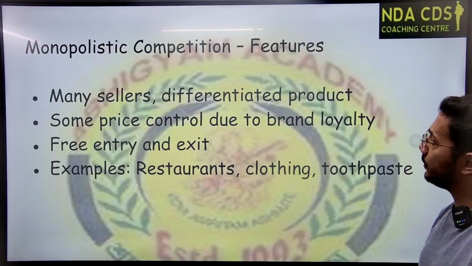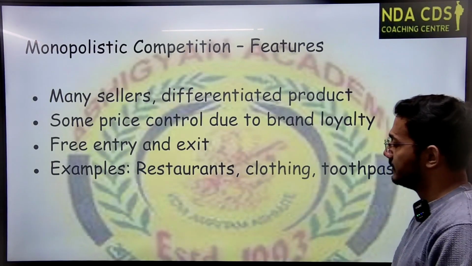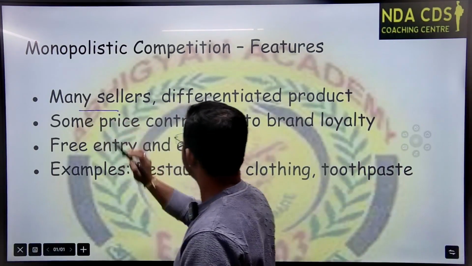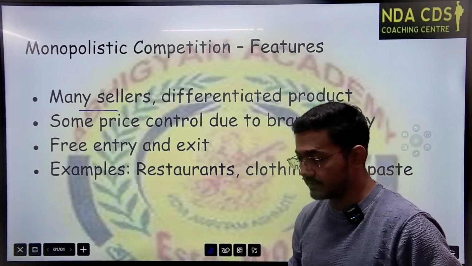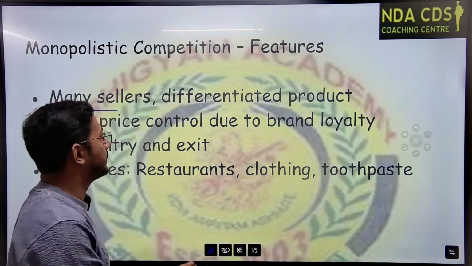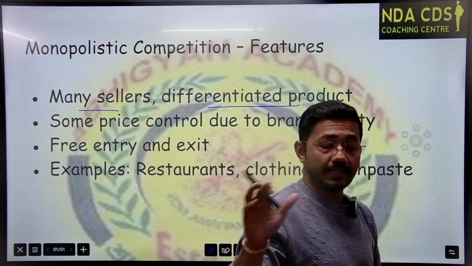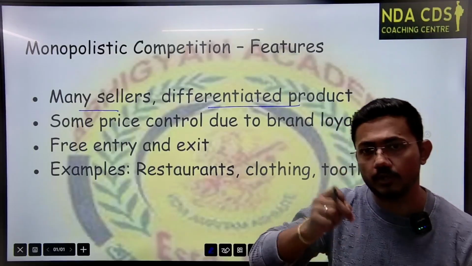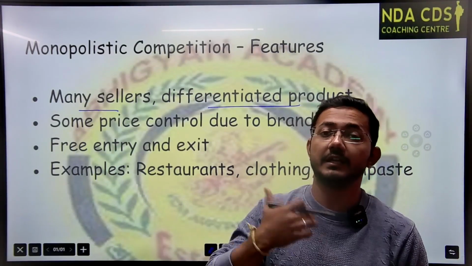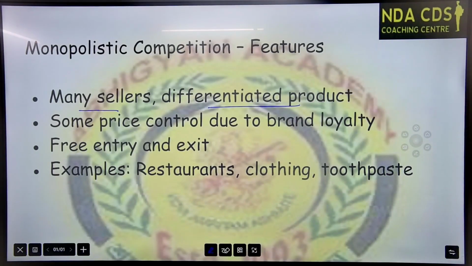Next, what is monopolistic competition? Here there are many sellers, and they sell the same product, but the products are slightly differentiated. The category of product is the same, but the actual product may be different in color, different in design, different in taste. That type of competition is known as monopolistic competition.